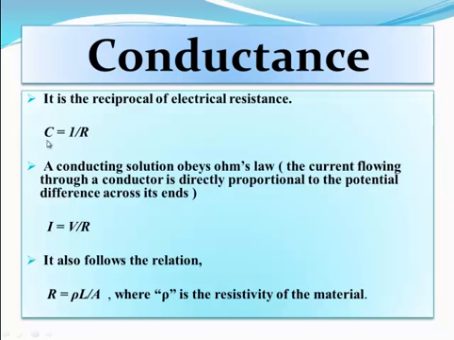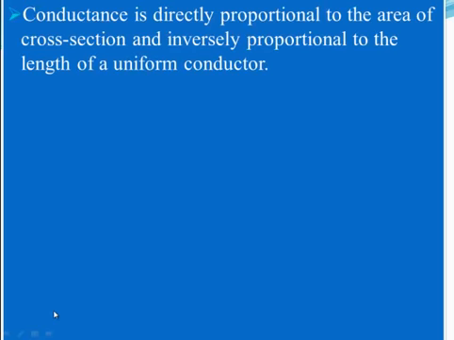Now, since conductance is the reciprocal of resistance, we can say that conductance is directly proportional to the area of cross section and inversely proportional to the length of the conductor. So basically, the earlier formula I have modified and written as conductance is equal to a constant into area of cross section divided by length. This constant, which is symbolized as kappa, is called the specific conductance of the conductor, and obviously it is the reciprocal of the resistivity or the specific resistance of the conductor.